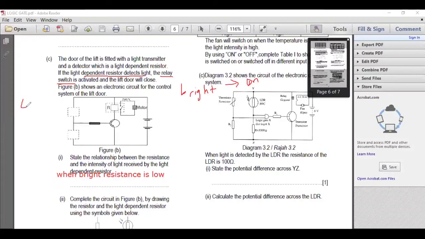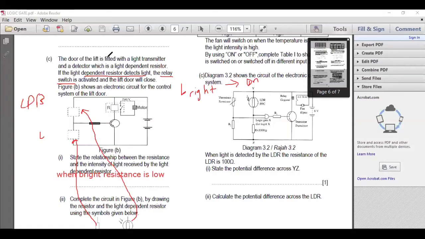That means for LDR, usually what we do, we choose L, we put low here. But this one is opposite. We want it bright to be on. So that means the LDR must be on top. The resistor must be down here. Usually for LDR, when dark, we want it to be on, but this one is a different case. This one, when bright, they want it to be on. So you put the LDR on top.